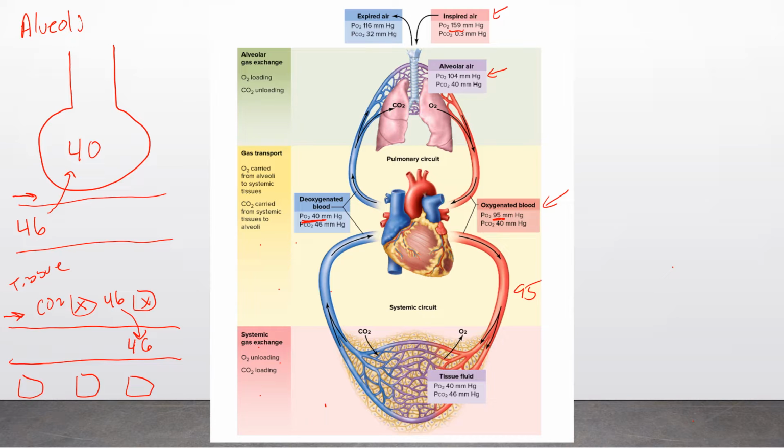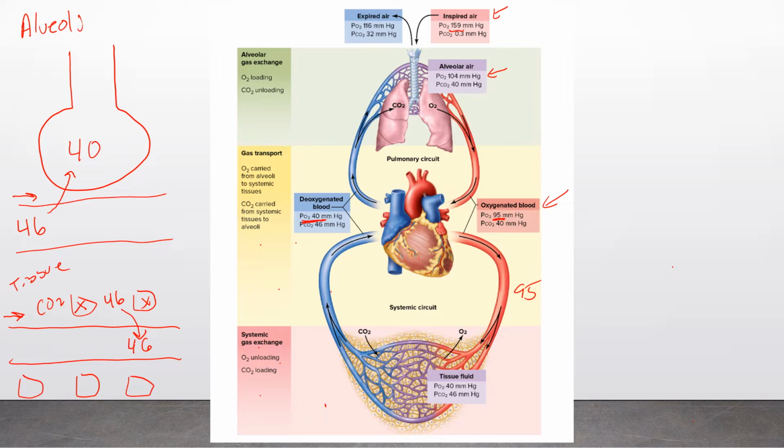If we were to increase ventilation, breathe faster, we would blow off more CO2, and so the partial pressure of CO2 in the alveoli would go down. If we were to breathe less, we'd retain more CO2 there and change the gradient. But under standard resting conditions, our gradient is 46 in the deoxygenated blood and 40 in the alveoli. So it moves out of the capillary and into the alveoli, so we can breathe it off.